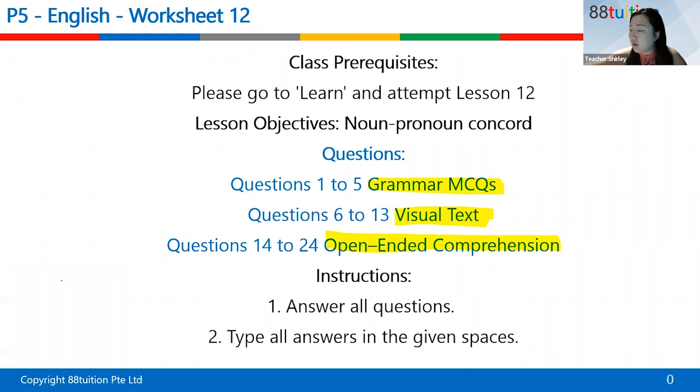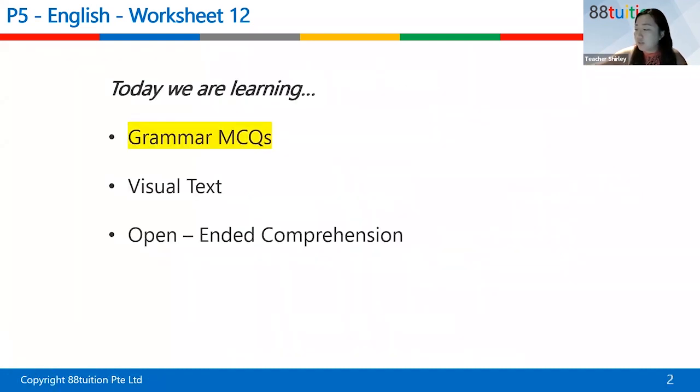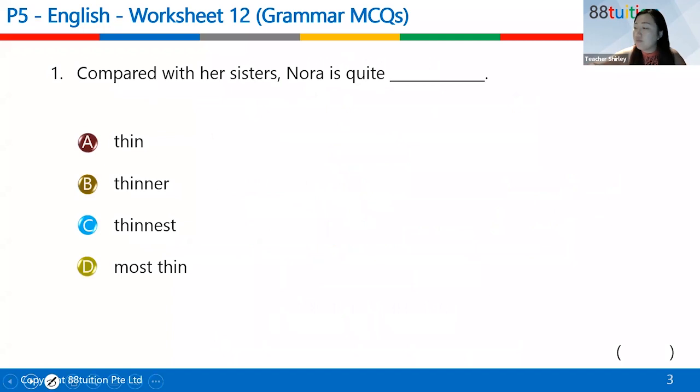MCQ grammar is found in your paper 2, section A. Visual text is also found in your paper 2, section A, right? The 8 questions, right? Visual text usually has 8 MCQ questions. And of course, your open-ended compre is found in your paper 2, section B. Okay, so we're covering a few components today. Let's start with grammar MCQs, yeah?